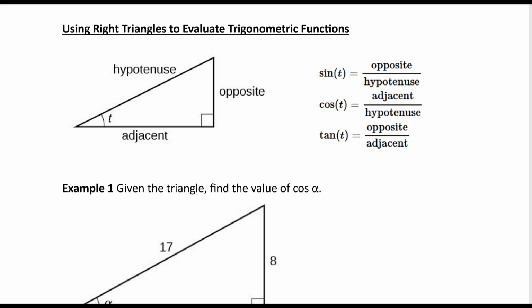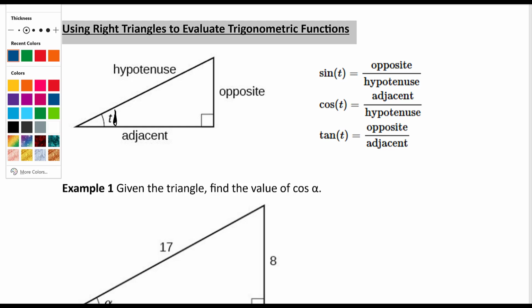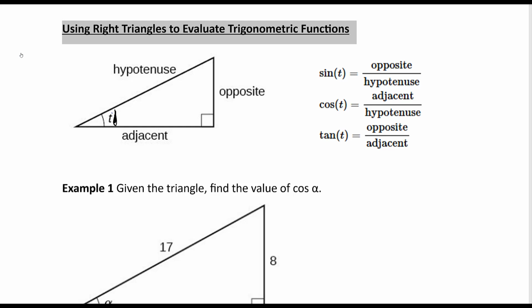Now we're going to use right triangles to evaluate trigonometric functions. So if we have our triangle, if this is the given angle here, the side opposite this angle is over here. That's opposite. The side next to it is the adjacent side, and the side opposite the right angle is the hypotenuse.